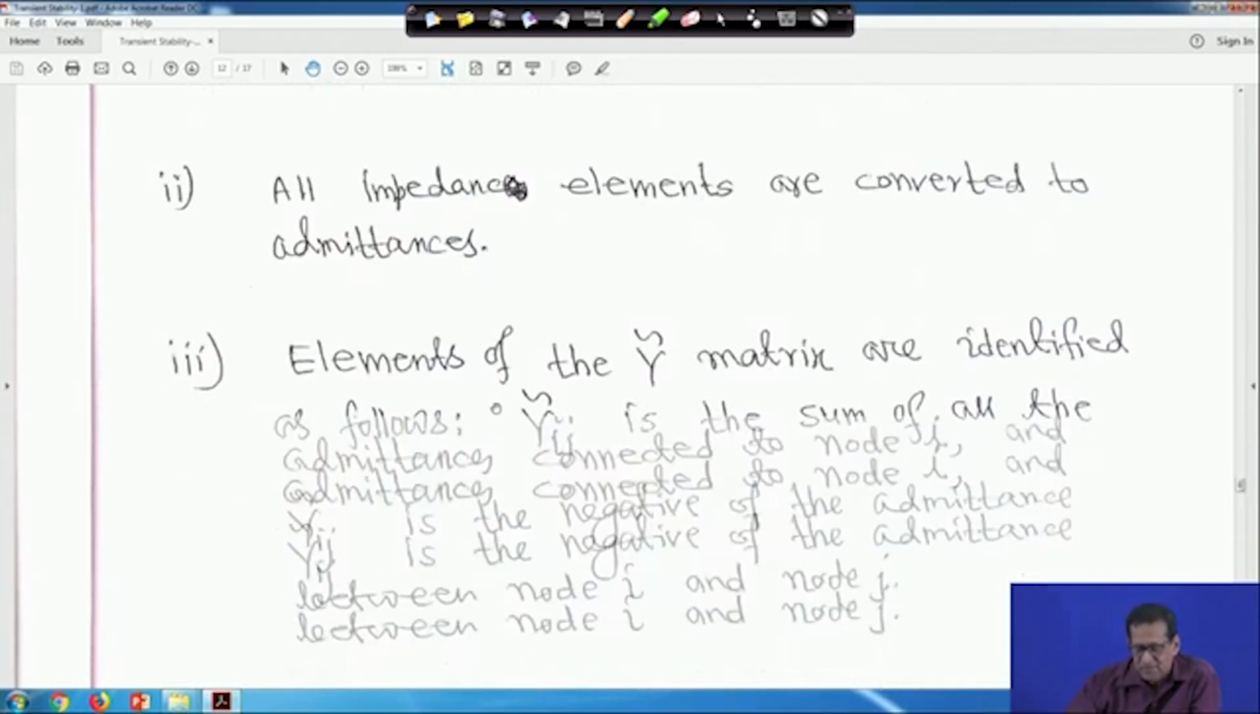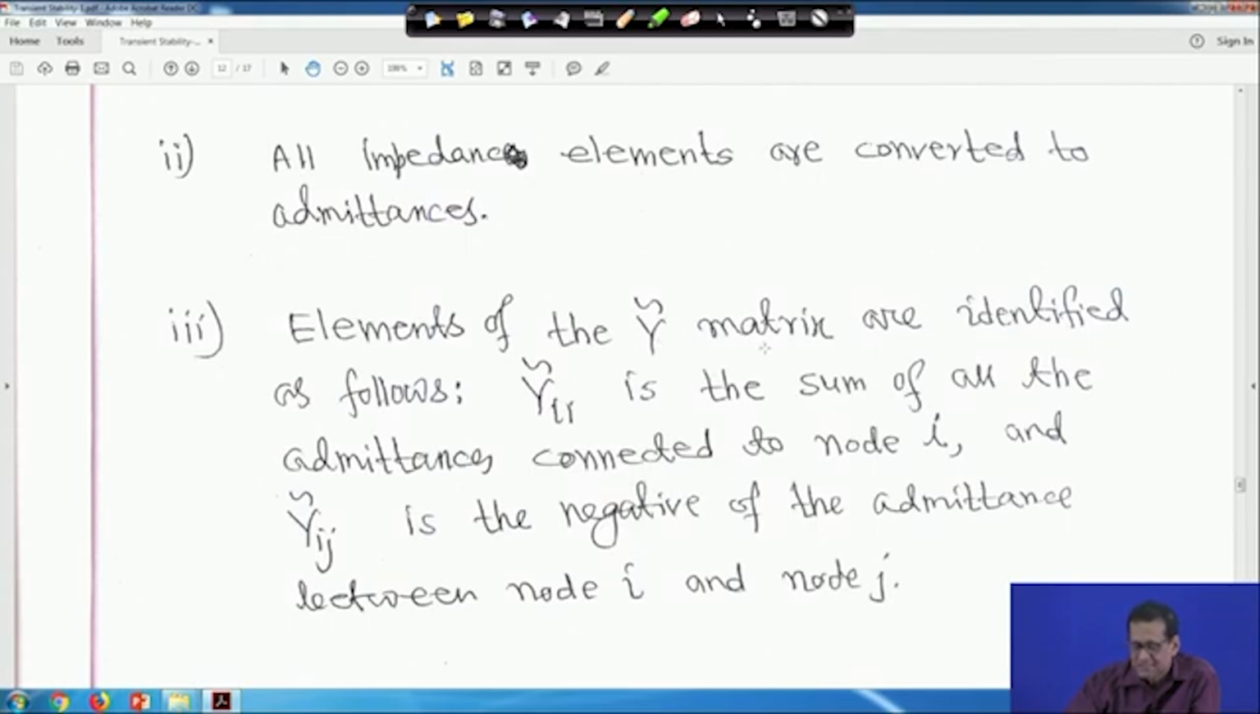Now, number 3, elements of the Y tilde matrix are identified as follows. Yii tilde is the sum of all the admittances connected to the node i. This you know from your load flow studies, and Yij tilde is the negative of the admittance between node i and node j. That is why in the load flow studies, in that Y matrix, we use capital Y11, Y12 like this, but when we find the diagonal admittances, all small y are added, and all the off-diagonal elements, capital Yij, are equal to minus of small yij, it is negative of that, right.